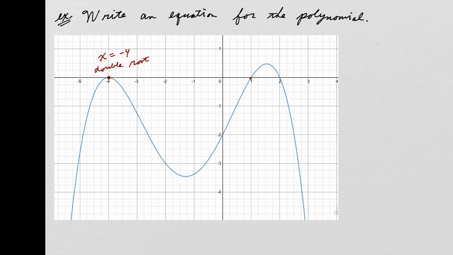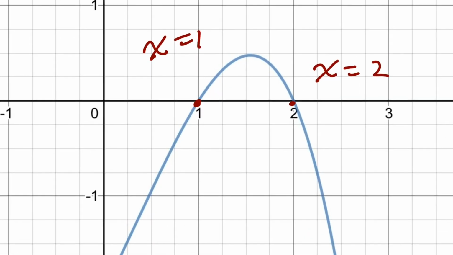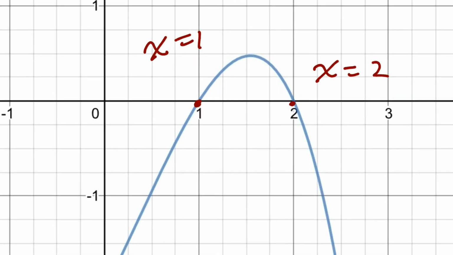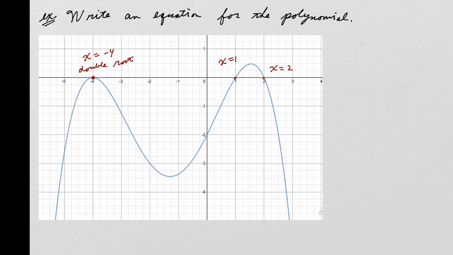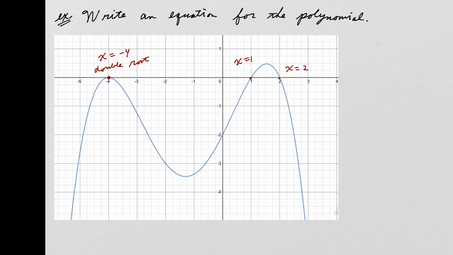Here, I have another root at x equals 1, and I have another root at x equals 2. In both cases, if you were to zoom in, so if we zoom in here at 1, it looks like a line, and same thing at x equals 2. The more we zoom in, the more it looks like a line. So in both of those cases, the multiplicity is 1. They're just single roots.